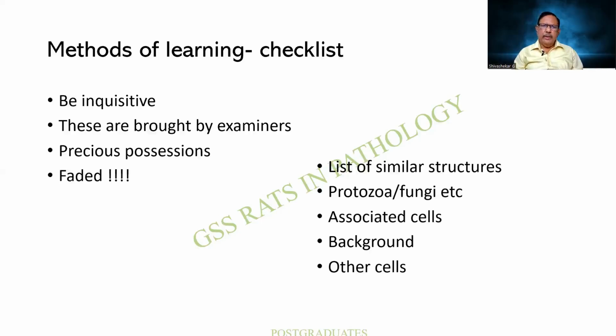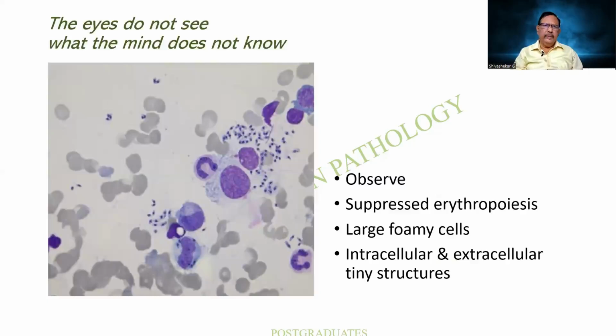Always, you people should try to find out or have a list of similar structures. For example, intracellular inclusions. It can be protozoa, it can be a fungus. What are the associated cells with it? What is the background? What are the other cells that are seen? These things people should be able to make a list of mentally. The eyes do not see what the mind does not know.